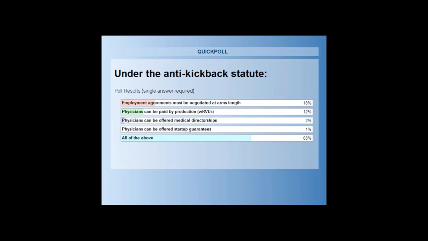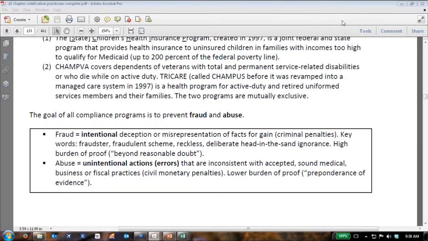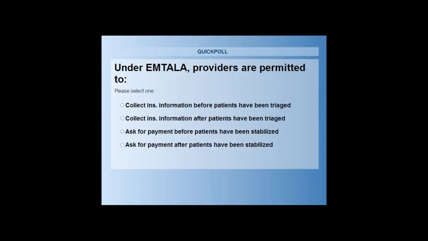Let's go to number three. Let's keep going. Question number three. All right. Under EMTALA, providers are permitted to do which of the following?